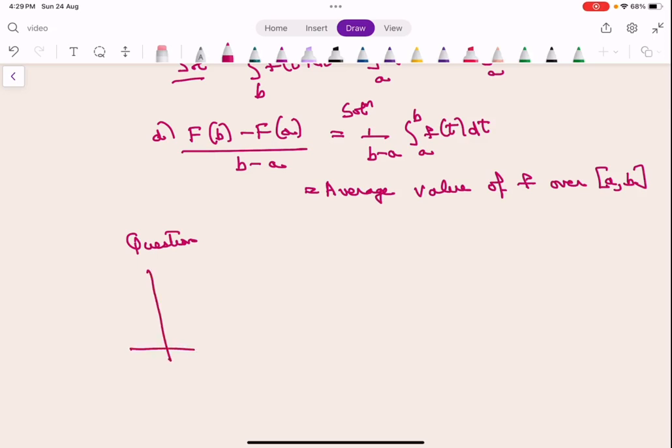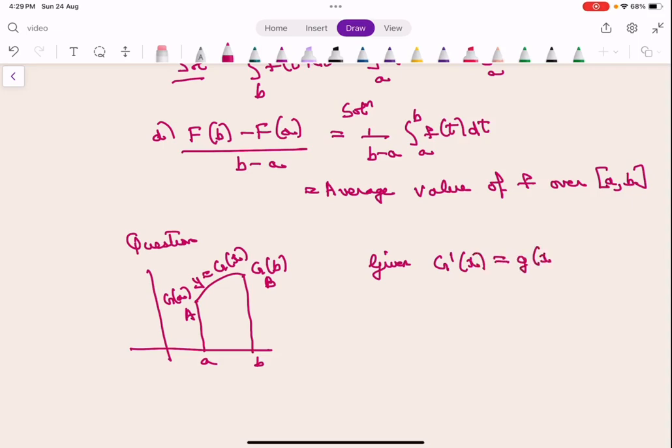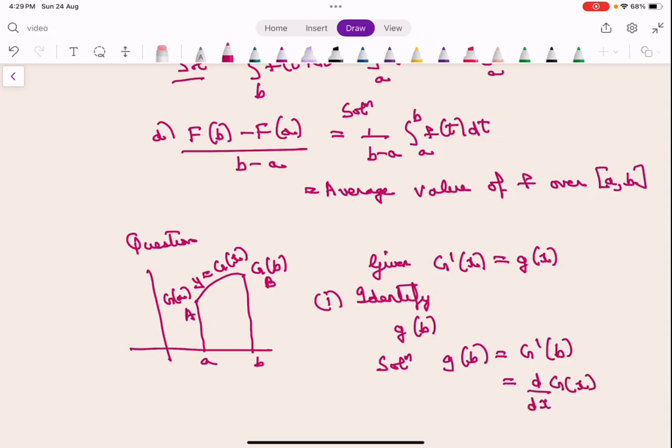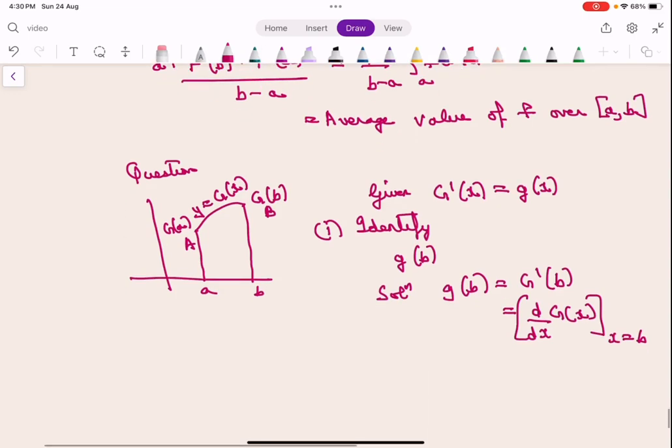Again, you have a graph here, and you have A and B here, and you have this bounded region. This is A and this is B. This is the graph y equal to g(x). This is g(A), and this is g(b). So given G dash x equal to g(x), the first part will be identify G(b). Now coming to the solution, G(b) will be G dash b, and G dash b is d dx of G(x) at x equal to b. And by our definition, this is nothing but the slope of G(x) at b.